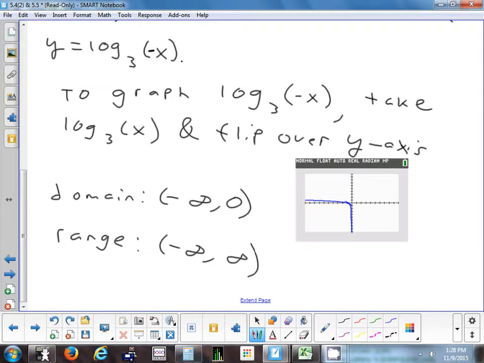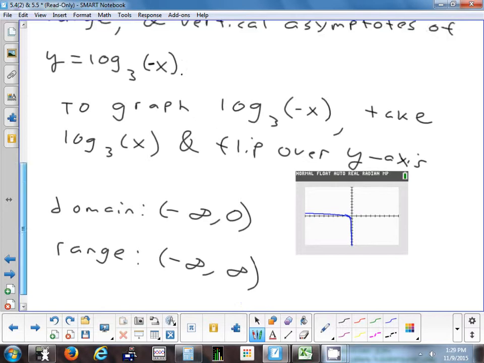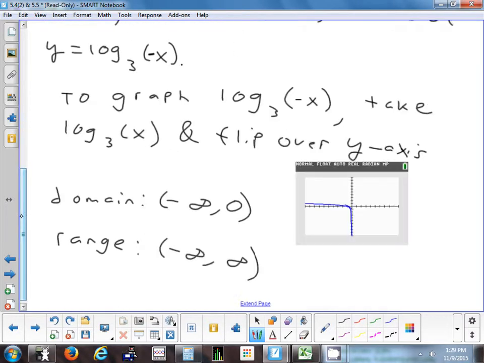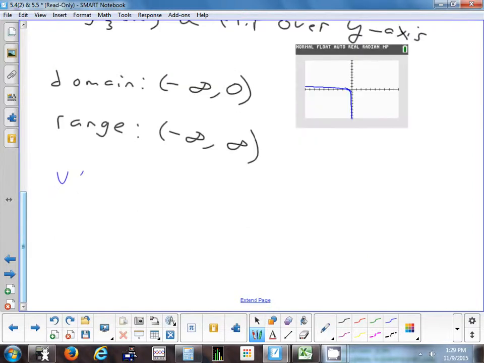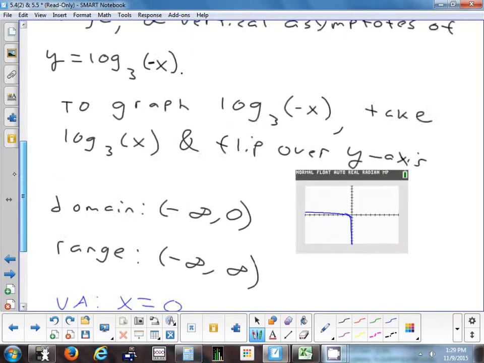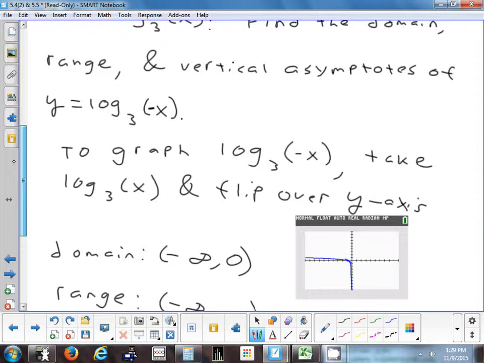Okay, so it's still going to go up and down forever, but now all the x's go towards negative infinity. And where's my vertical asymptote here? Yep, x equals or y equals? X equals. Okay, so we found everything they wanted.